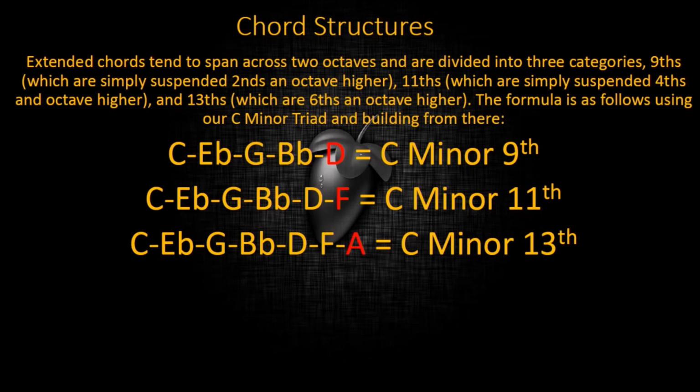Extended chords tend to span across 2 octaves and are divided into 3 categories. Ninths, which are suspended seconds at an octave higher, 11ths, which are simply suspended 4ths at an octave higher, and 13ths, which are 6ths at an octave higher. And let's look at the formula.